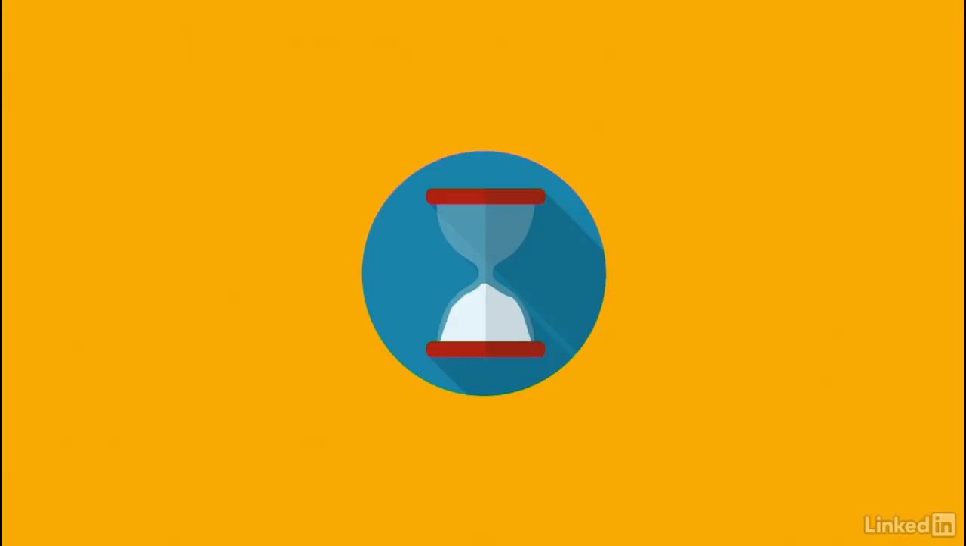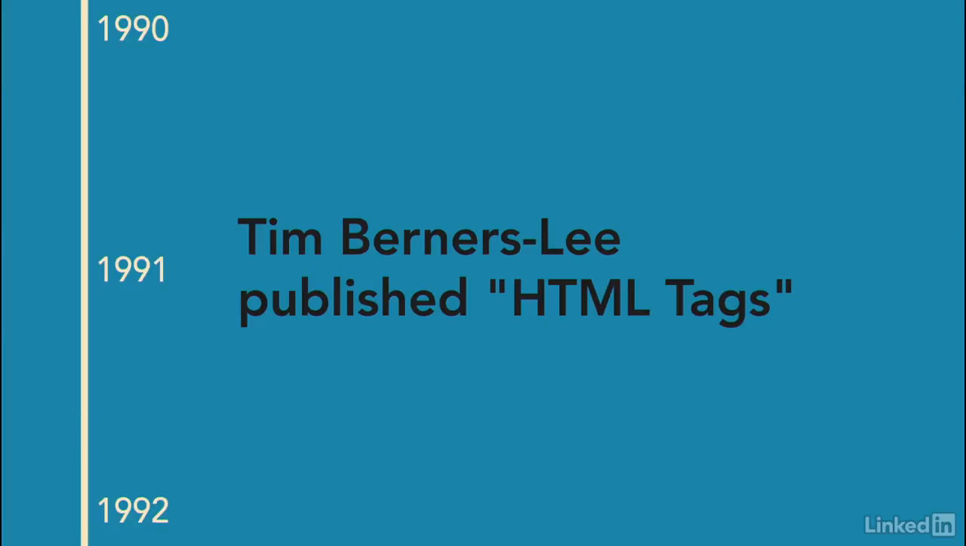Because what's current at the time of me recording this isn't going to be current even, say, 3 months from now. So understanding how the language has developed is going to give you a better understanding of where it's headed. We can trace HTML's history all the way back to 1991, when Tim Berners-Lee published a document called HTML tags, which described a set of tags that could be used to mark up contents of online documents.